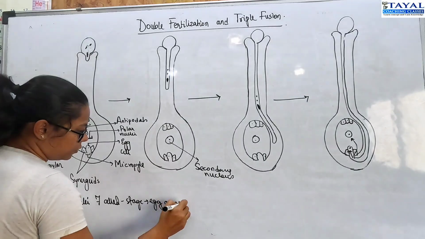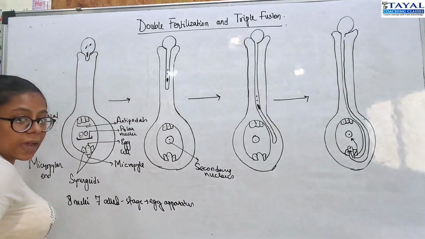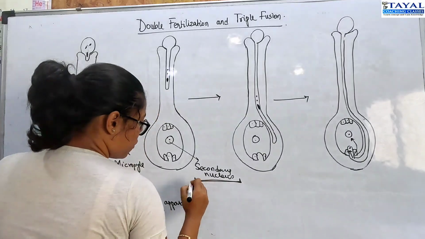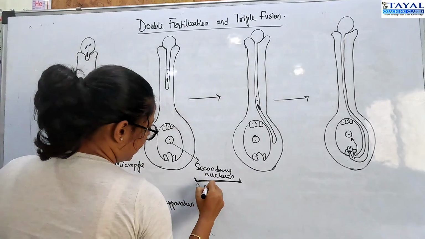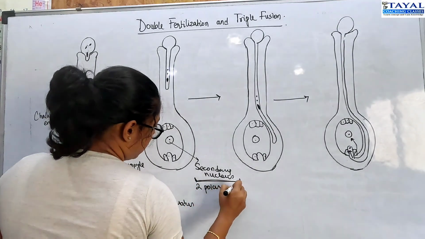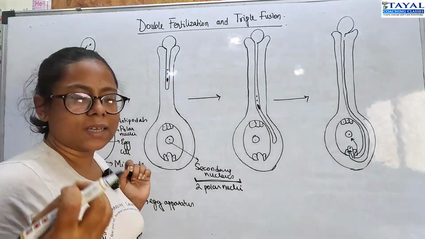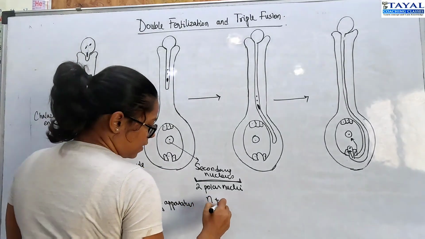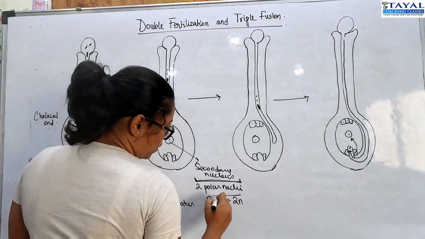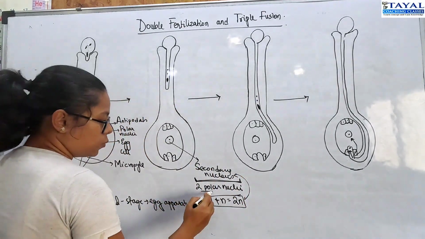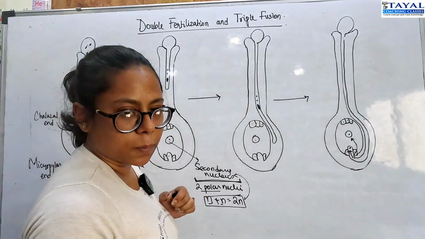Another thing that is important to understand is that the secondary nucleus is formed by the fusion of two polar nuclei, and now because the egg apparatus is the gamete, it is a haploid structure. So you have n plus n, 2n. So the secondary nucleus is diploid because two polar nuclei, each of them being haploid.